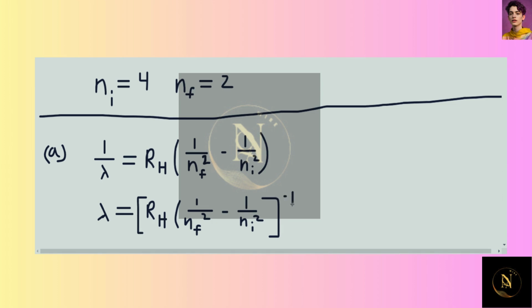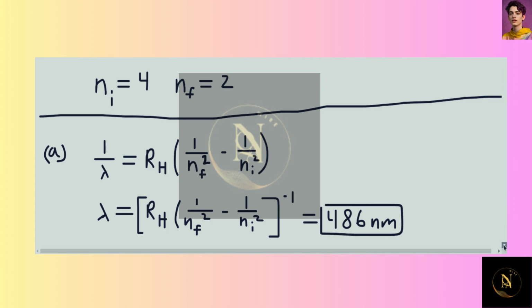So plugging in the values for the Rydberg constant, which is 1.097 times 10 to the minus 7, and the values for the final and initial states of the orbital, we find that lambda is equal to 486 times 10 to the minus 9 meters, or 486 nanometers. You could write it either way, but I'm going to write it as nanometers. We can box that in as the solution for part A.